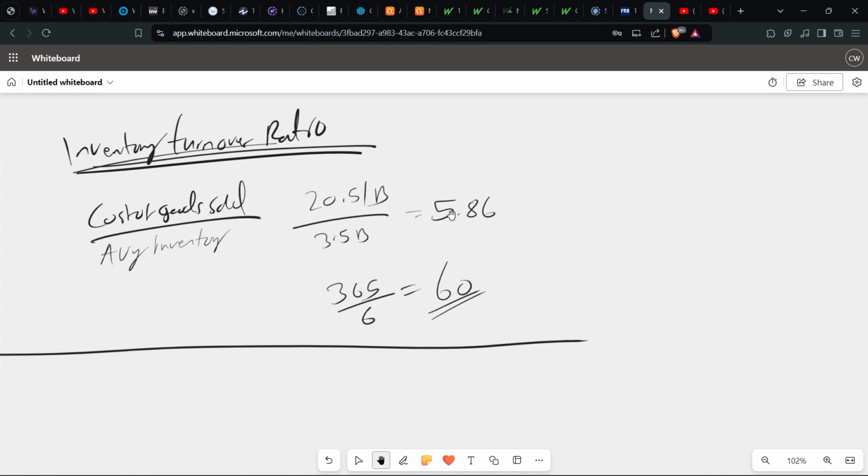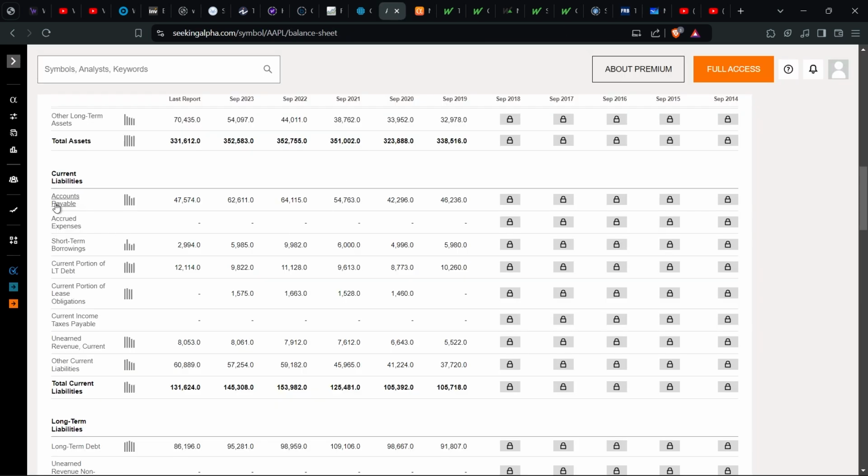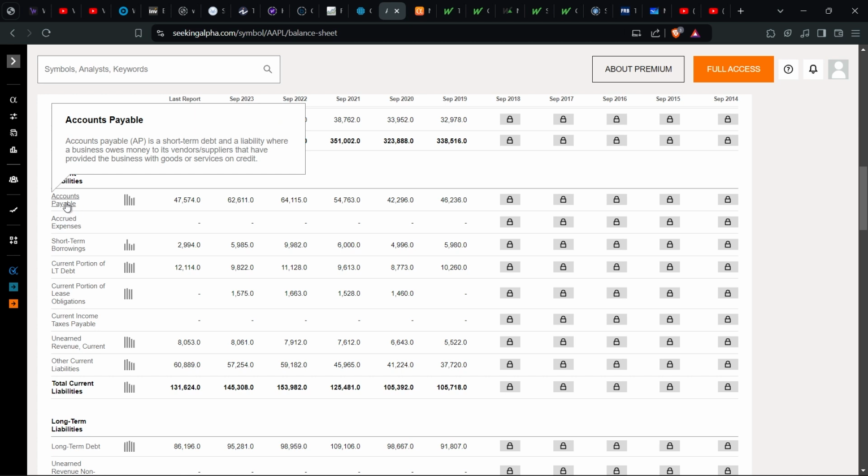5.86 times in a year, divide that by 365 days. It takes an average of 60 days for this business to convert inventories to cash. Okay, so this 60 days means that, coming back here to accounts payable, that 60 days means that this accounts payable is usually cleared within around 60 days. That's for that particular business.